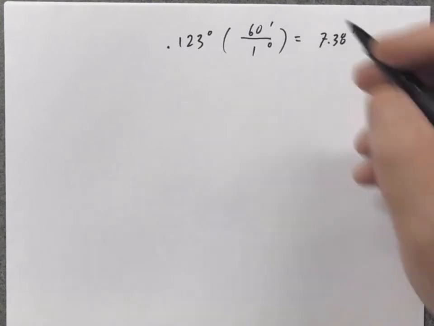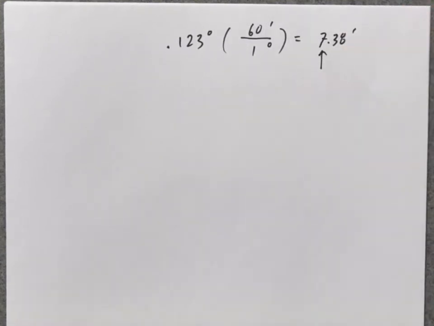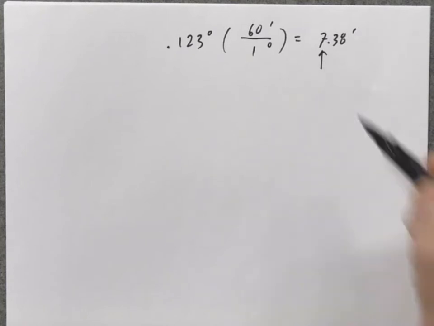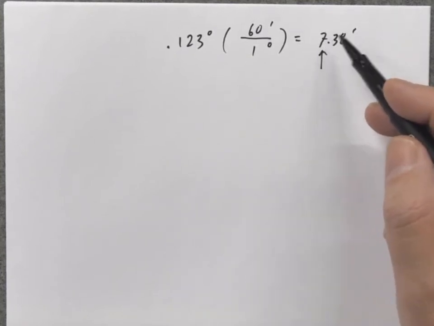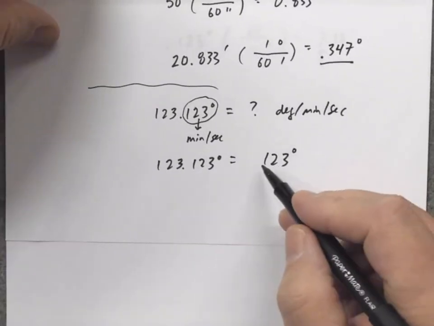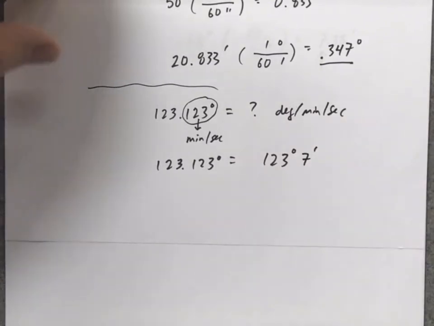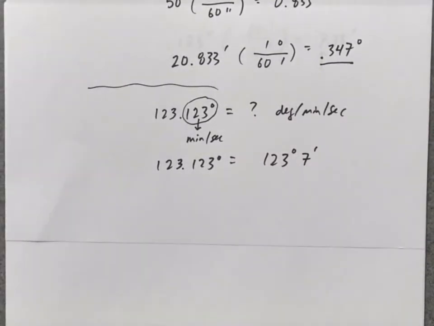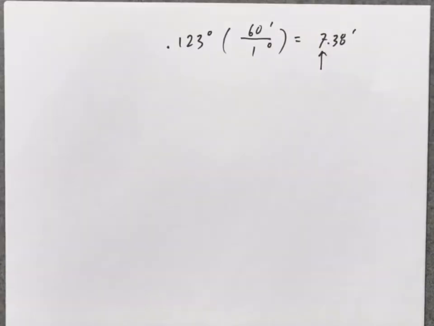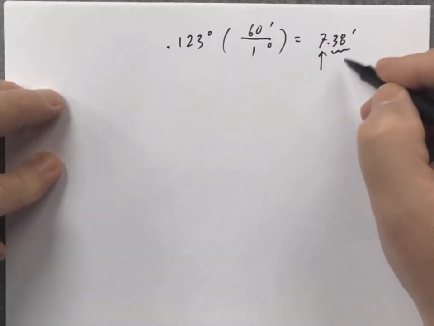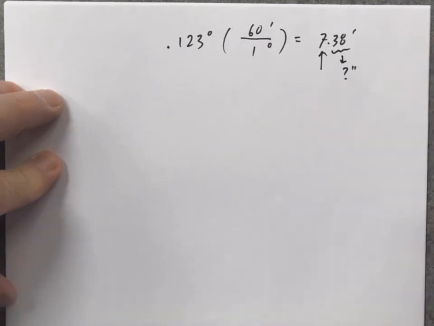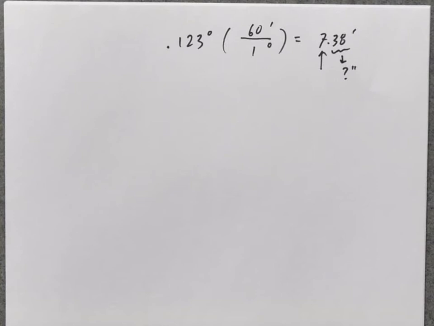Now here's what I'm going to do. I'm going to grab the whole part of this number, and that's going to become the minutes number for my final answer. So here I've got 7.38. So I'm going to take 7 minutes, and I'm going to go back here. I know 123 degrees. Now I know I'm going to have 7 minutes. And now what I'm going to do is take the 0.38 minutes and convert that into seconds. And that'll be the number of seconds in my final answer.